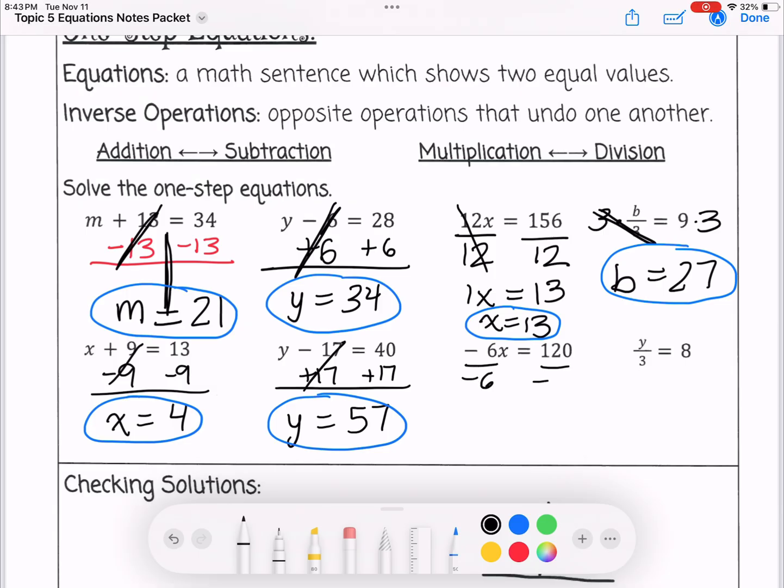Again, go ahead and pause the video, try the two underneath, and then check your answers.